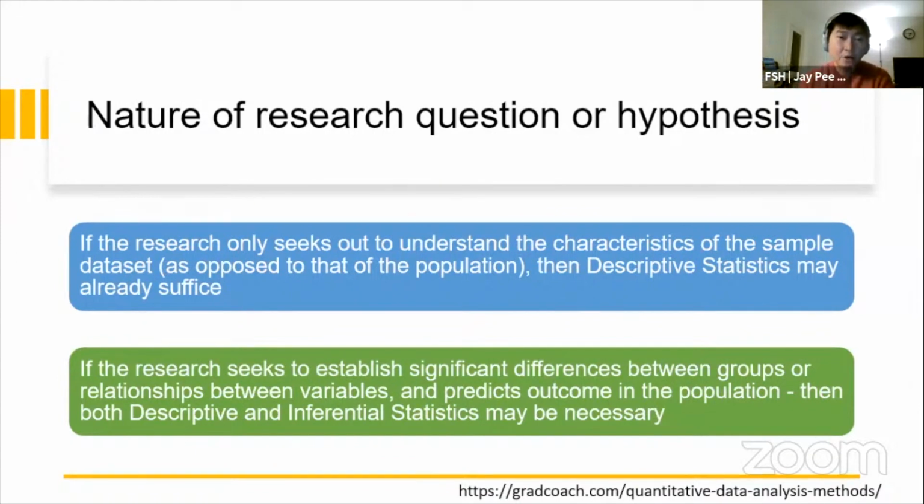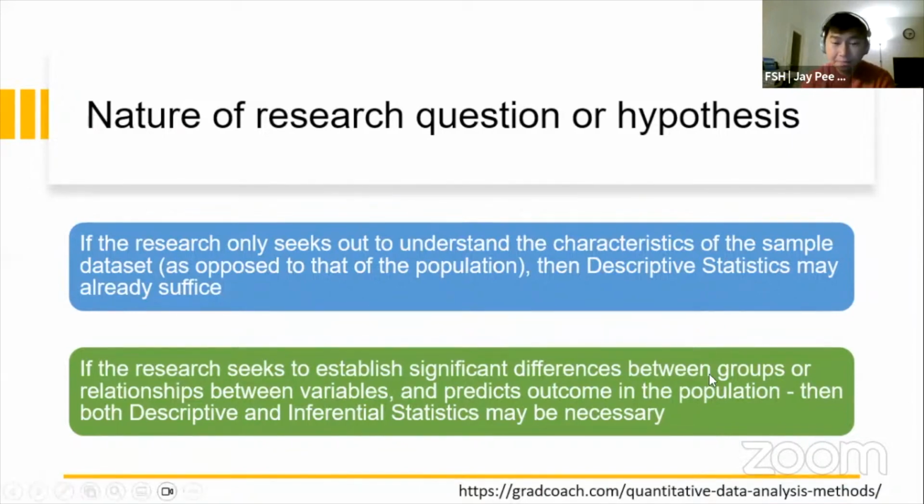While kung ang nature ng research question mo is to establish significant differences and relationships between variables or predict the outcome over the entire population, then you need both descriptive and inferential statistics.